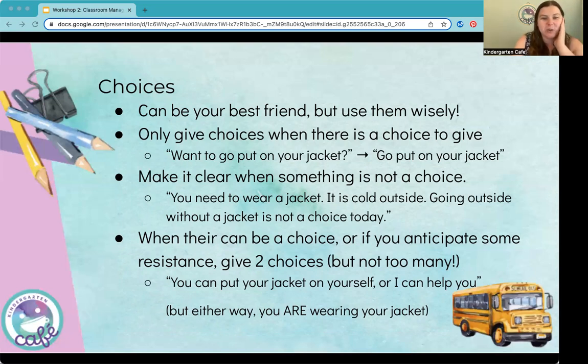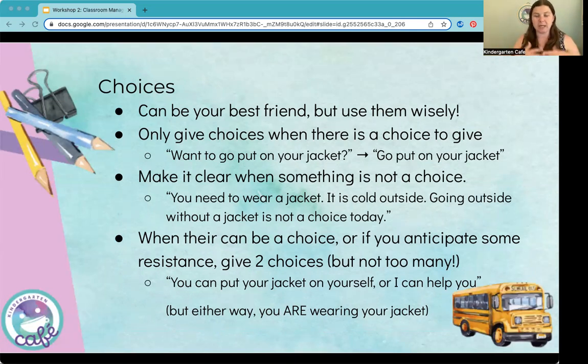get to it. So choices can be your best friend, but you want to use them wisely. You only want to give a choice when there is a choice to give. So, want to go put on your jacket? The kid will say no. And you're like, it's cold outside, you have to put on your jacket, but you gave them the choice and now they said no, right?